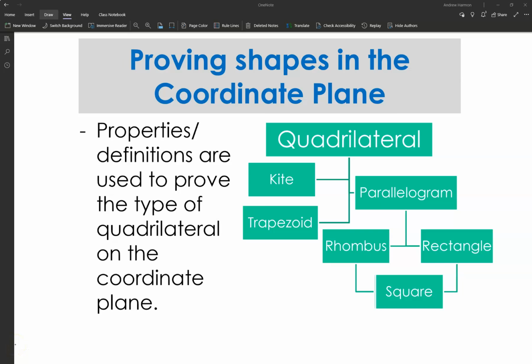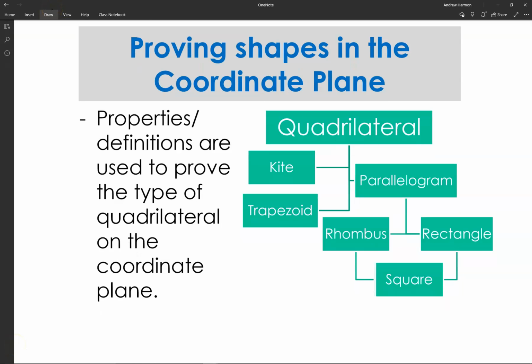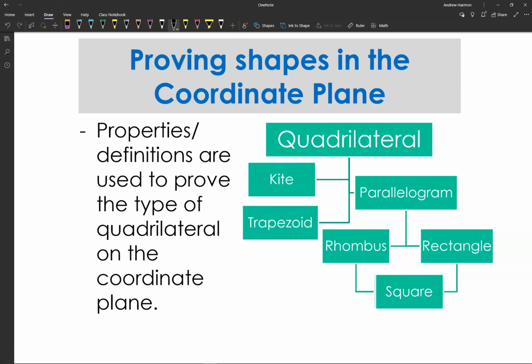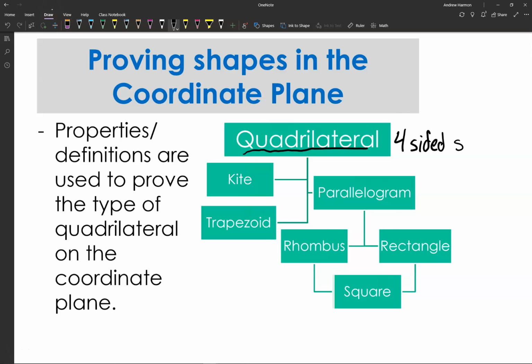In this video, we're going to be looking at how we can prove shapes in the coordinate plane. We're going to focus strictly on quadrilaterals, which means four-sided shapes. If you look at this little diagram, you can see that there are many different four-sided shapes, and we're going to take a look at most of these and some of the special properties that these shapes have to help us prove that they are that specific shape on the coordinate plane. So let's just dive right in.